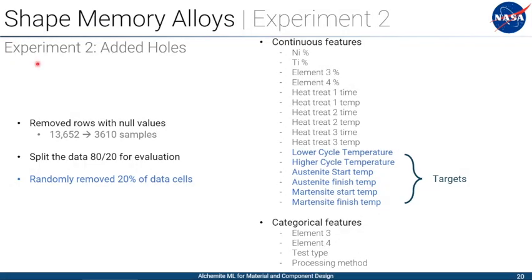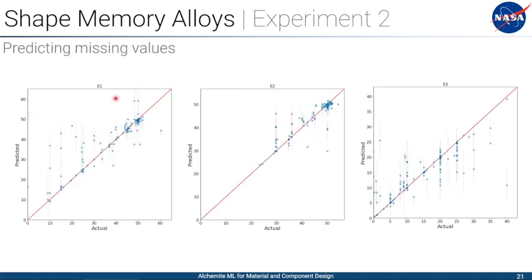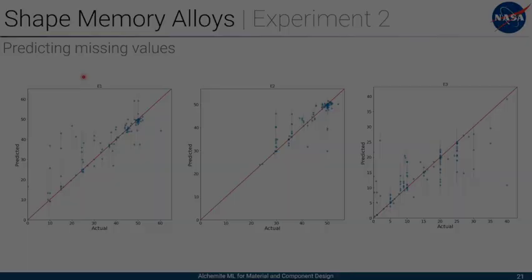Now what I wanted to test was how well it will perform if we just start adding holes to our data. So what we did was randomly remove 20% of the data cells. So maybe a measurement here, a measurement there. We just randomly removed them to see how well it would do the prediction. And then again, kept the 80-20 split. Now we couldn't compare this to the random forest models because we didn't have an easy way to fill that missing data. So we just are looking at the Alchemite here.